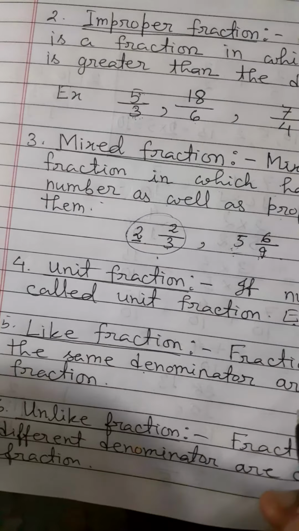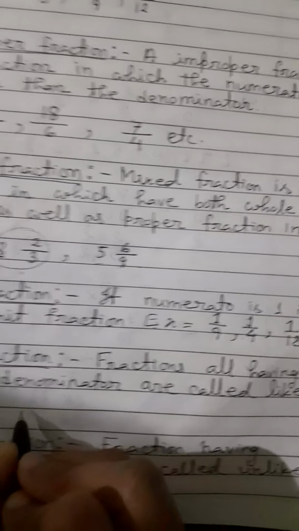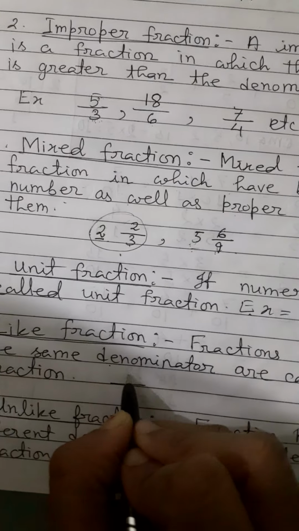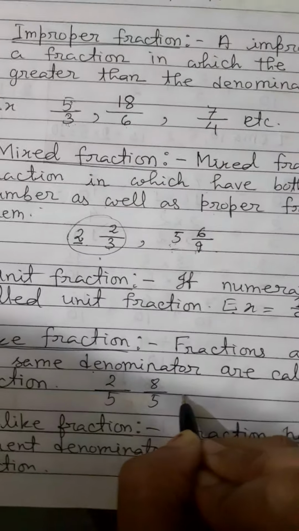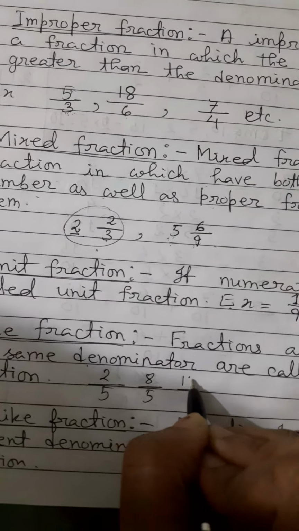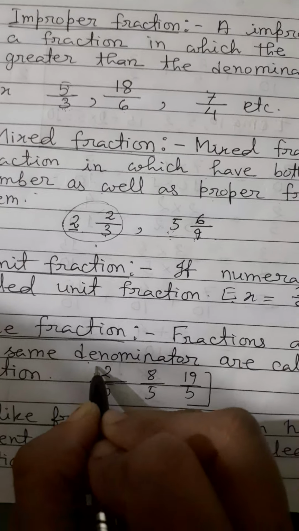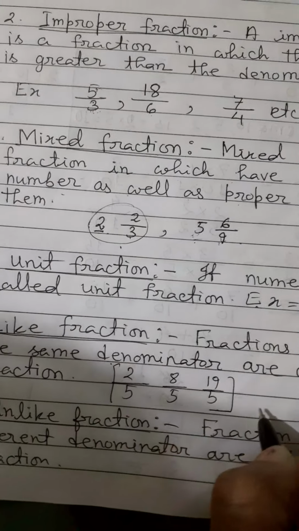Next, like fraction. Like fractions means fractions having the same denominator. Same denominator means 2 by 5, 8 by 5, 19 by 5. This group is called like fractions.